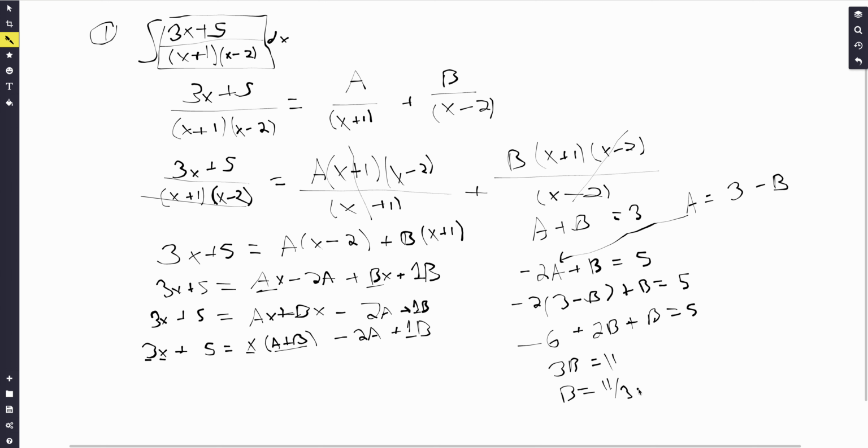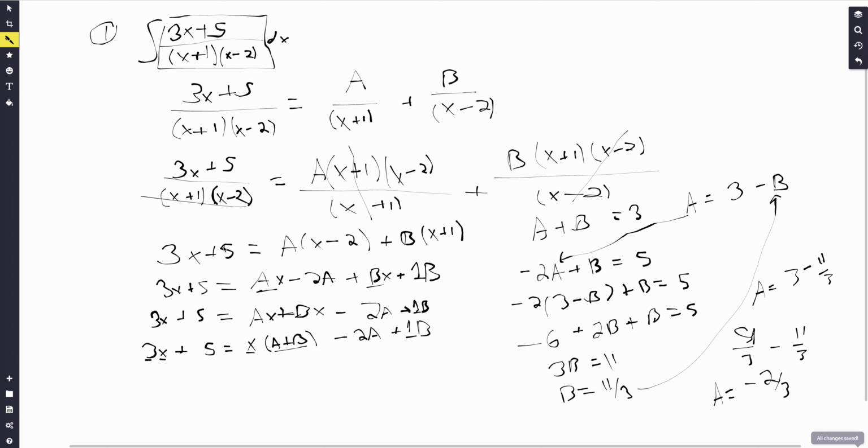So how do you solve for a? Well, we can just plug it into this equation right here. So we know a is equal to 3 minus 11 thirds. We know 3 is the same thing as 9 thirds, because we want the same denominator when subtracting fractions. So it becomes 9 thirds minus 11 thirds. So a would equal negative 2 thirds.